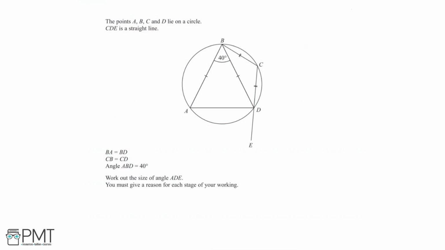In this question, we're told that the points A, B, C and D lie on a circle. CDE is a straight line. We're told that line BA is equal to BD, CB is equal to CD, and angle ABD is equal to 40 degrees. We need to work out the size of angle ADE, giving a reason for each stage of our working.